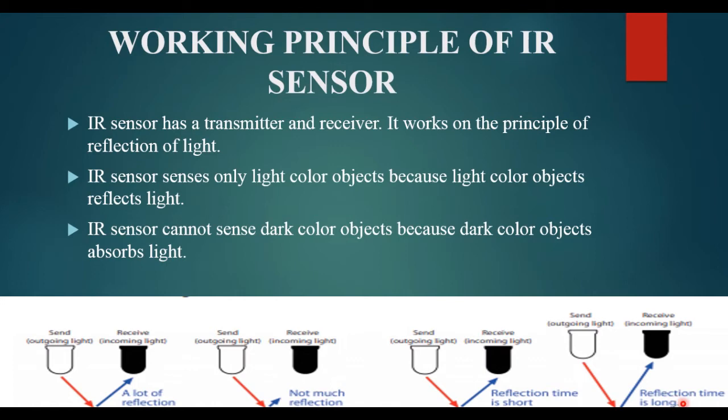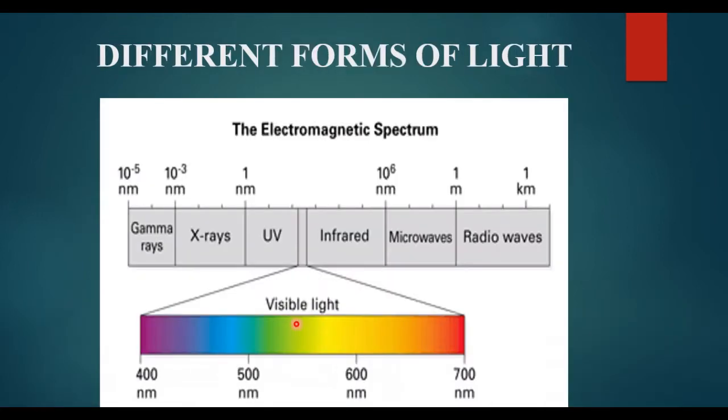So the main point you have to remember here is that the IR sensor cannot detect black color objects. The IR sensor cannot detect black objects because dark or black objects absorb a sufficient amount of the light and there will be no reflection to the receiver. When the receiver is not able to receive the light, the IR sensor cannot confirm that there is an object in front of it. Clear?